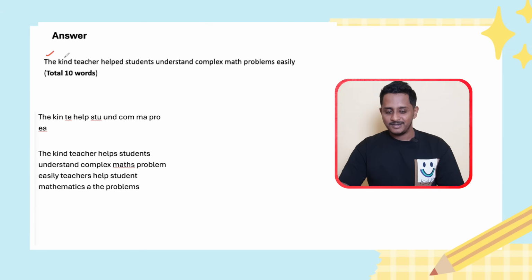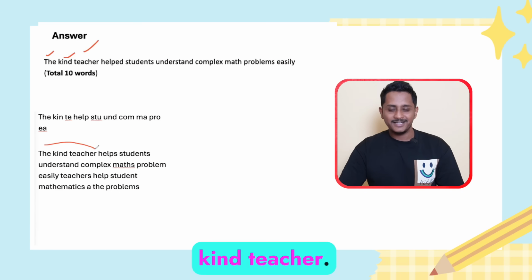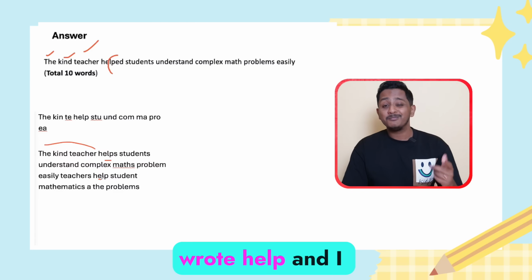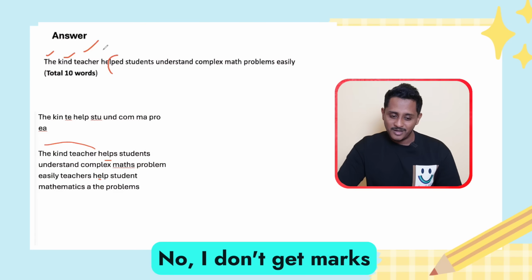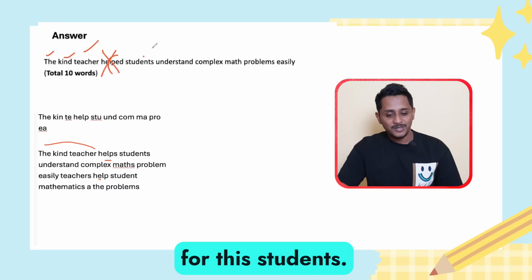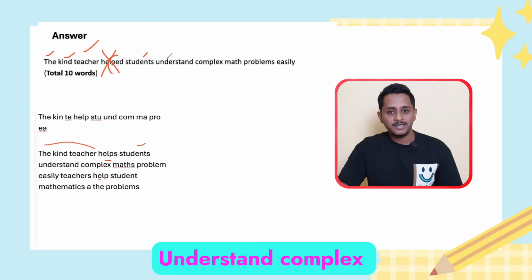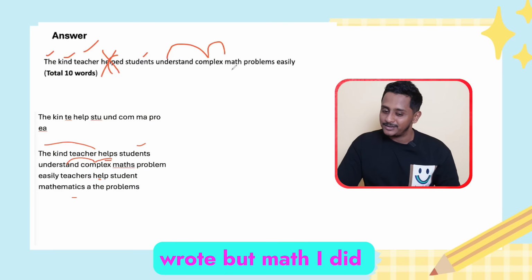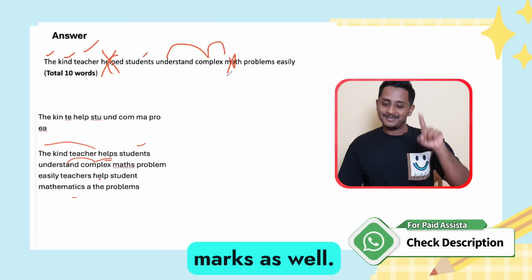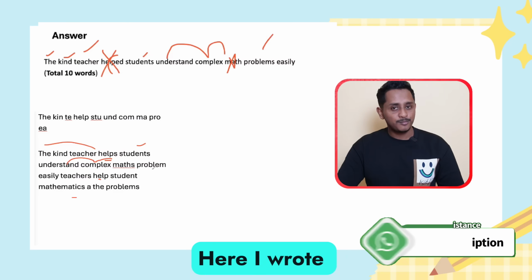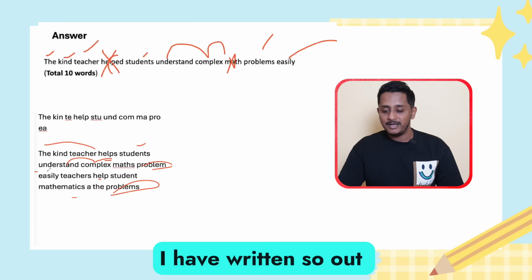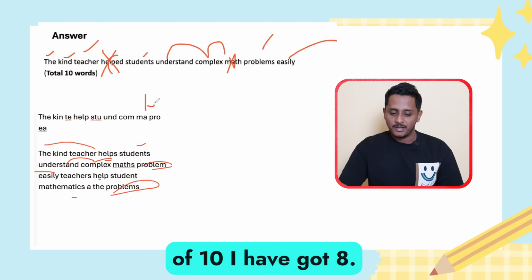All right, so the kind teacher, perfectly matching. Helped, I wrote helps and I wrote help, but I missed to write helped. So do I get marks? No, I don't get marks for this. Students, understand complex math, I wrote mathematics, but math I did not write, so I don't get this mark as well. Problems, here I wrote problem, that will not be scored, but here problems I have written will be scored. Easily I have written, so out of 10 I have got 8.